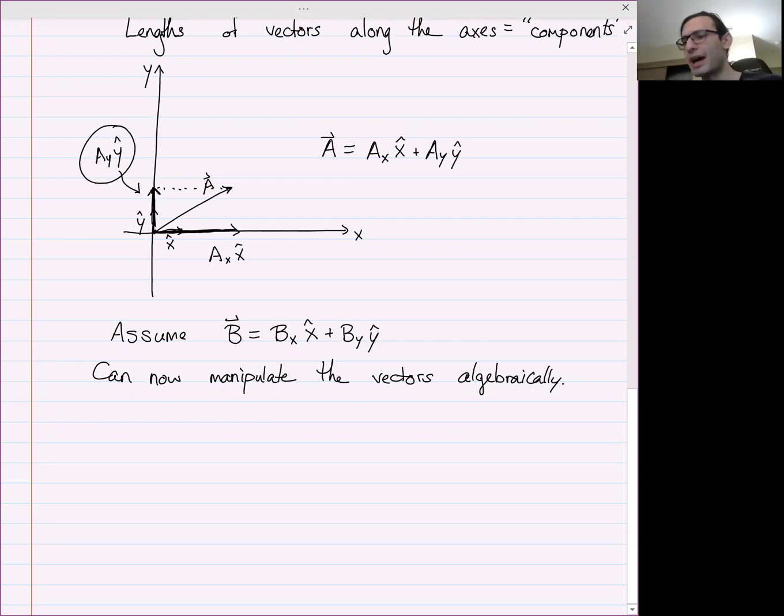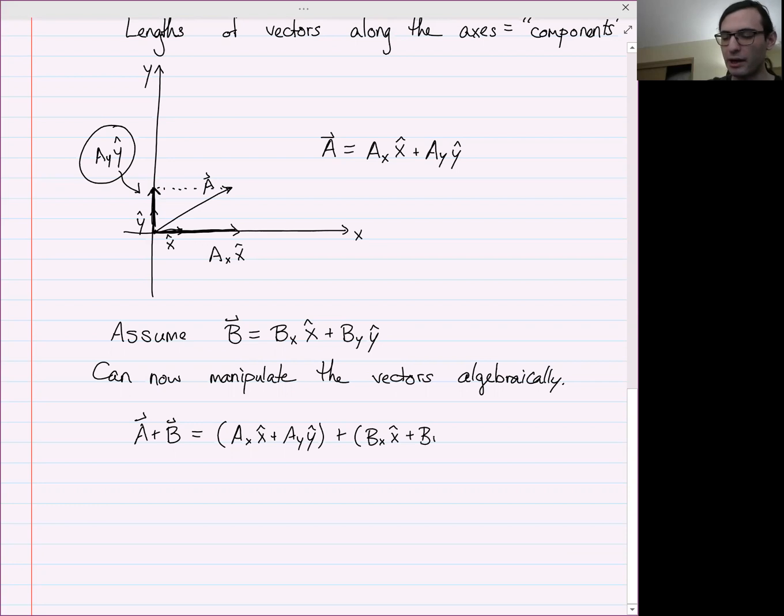So we know that it doesn't matter what order you add things in, right? So we have A plus B. This is equal to, well, A is AX in the x hat direction plus AY in the y hat direction. And B is BX in the x hat direction plus BY in the y hat direction. Now, these four things are all vectors, right? So they will add together like vectors, but we can just rearrange things and see if we can simplify our work for us.